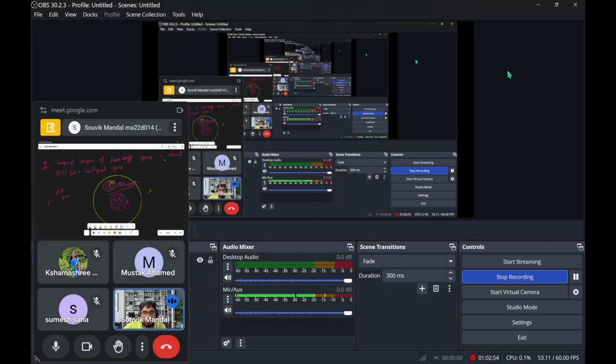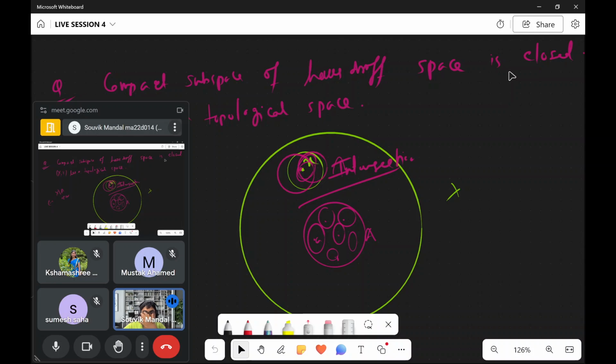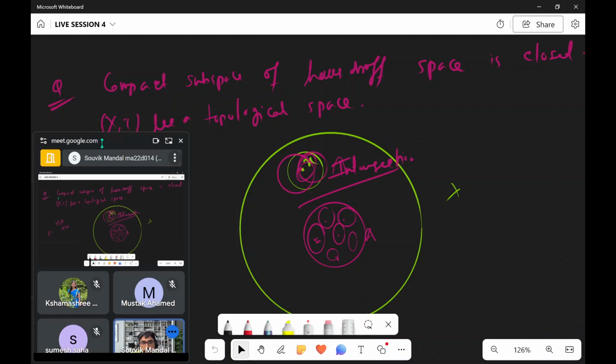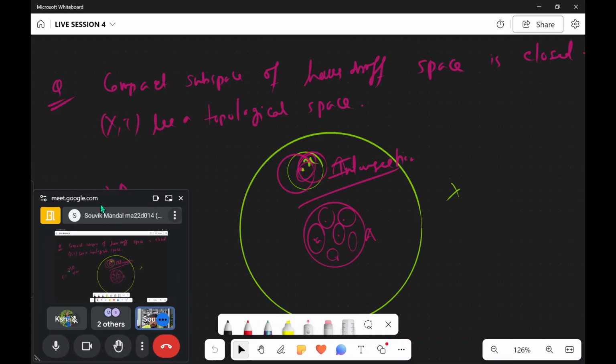Well, are you able to figure this out? How to show that this will be closed? It is not difficult. Anybody, are you able to figure this out? How to approach it mathematically?